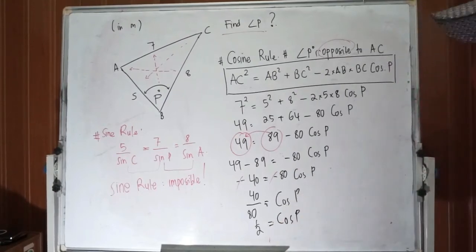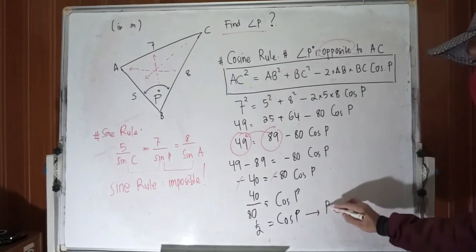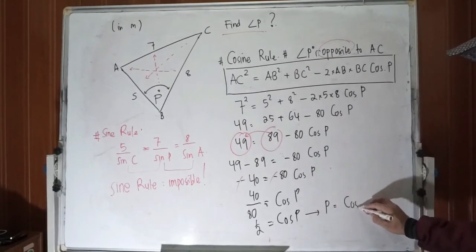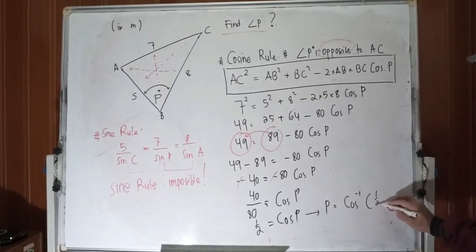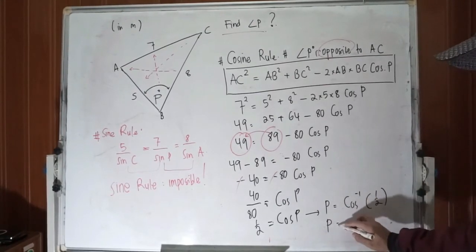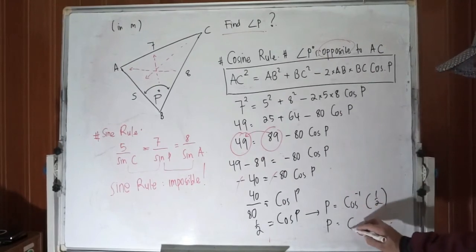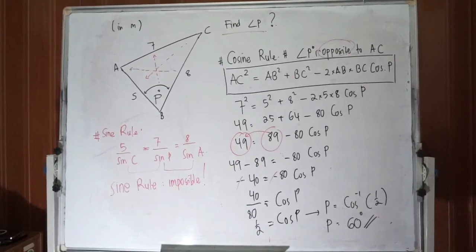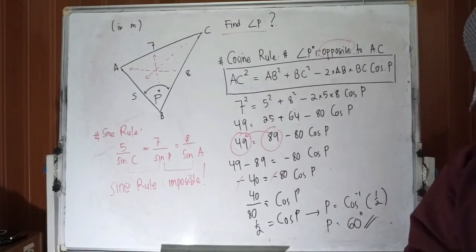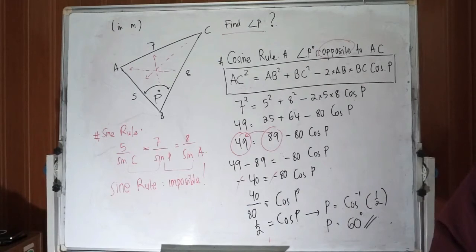So now we're going to find angle P. P equals cosine inverse of a half. Using the calculator, P is 60 degrees. So angle P is 60 degrees. Very easy, right? Everything's clear, right? You understand? So hopefully you understand about this material. Thank you very much.